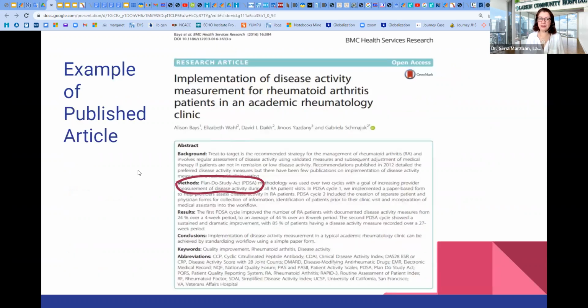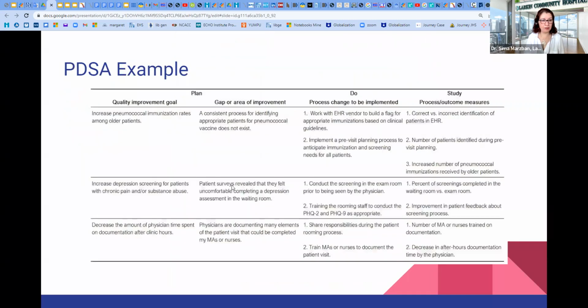This is an example of a published article, implementation of disease activity measurement for rheumatoid arthritis patient in an academic rheumatology clinic. And you see the methods is plan, do, study, act. That is the methodology of the publication. And PDSA example, the planning phase: increasing pneumococcal immunization, increasing depression screening for patient, decreasing the amount of physician time, and then having a gap or area for improvement.